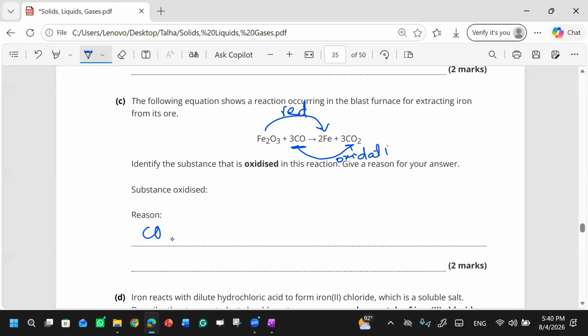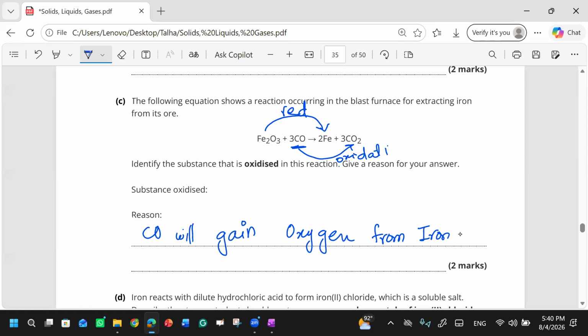Okay. What is the reason? The reason will be that carbon monoxide will gain oxygen from iron oxide to form carbon dioxide, right?